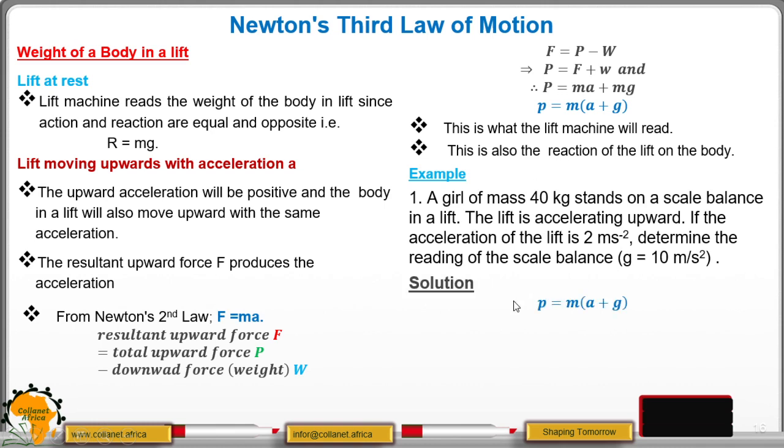We start by writing our formula. P equals ma plus mg. We substitute the values. Our a is 2, our g is 10. So 10 plus 2, you get 12. Then you multiply by the mass, which is given as 40 kg. You get 480 Newtons. This will be the reaction, or the reading of the machine.